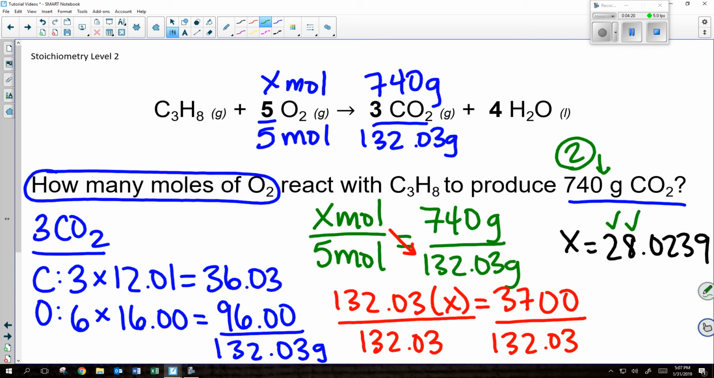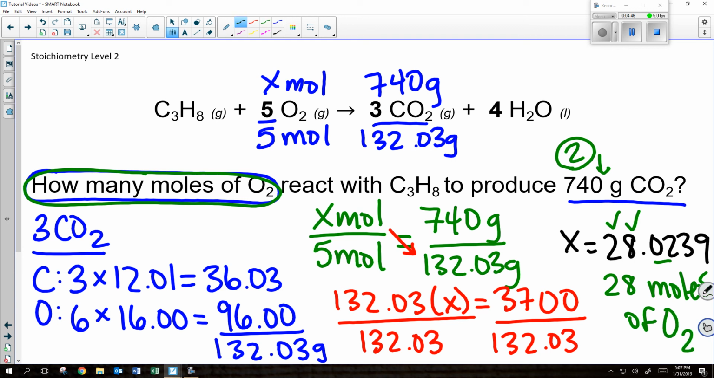1, 2. I check this 0. That 0 does not round up to 8. So my answer is just 28. That has 2 significant figures. And I have to label it with units. So I go back to my original question, and it asks for how many moles of O2. So it's 28 moles of O2. And that is my final answer for this question.